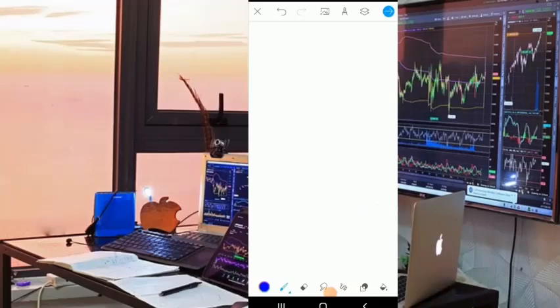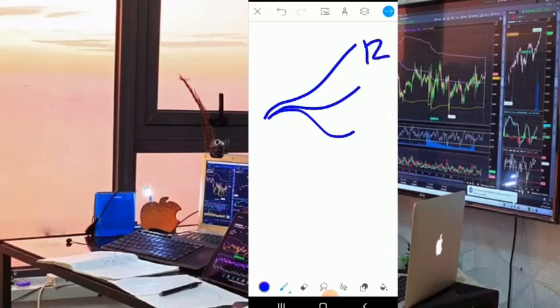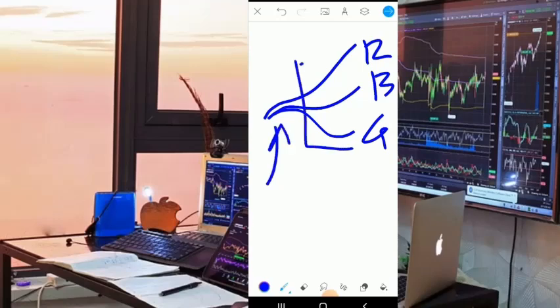So this is how the alligator works, guys. It has got 3 lines: red, blue and green. The alligator starts off here where it is closed, and once it opens up, for instance from this point going that side, it means now you can place your trade. It means now price is either going up or price is going down.